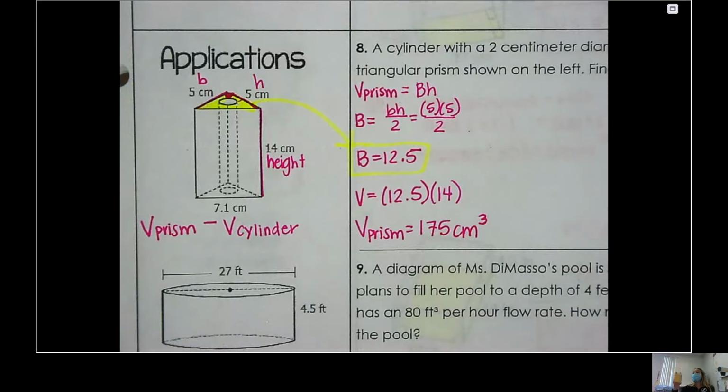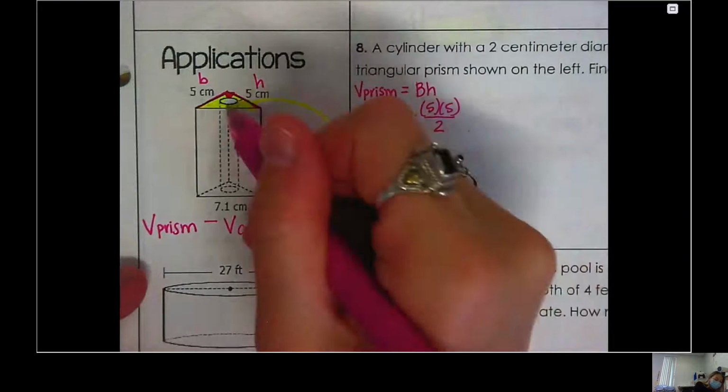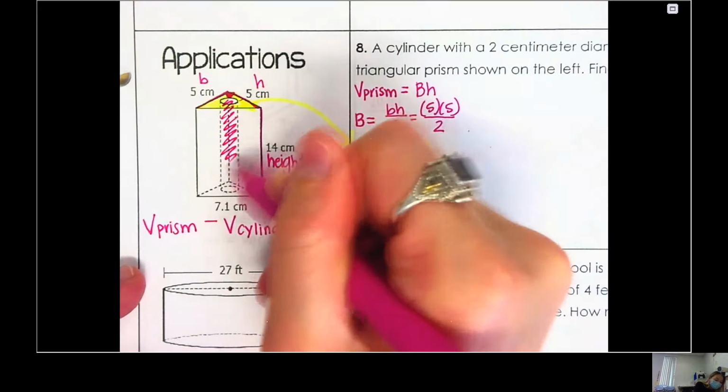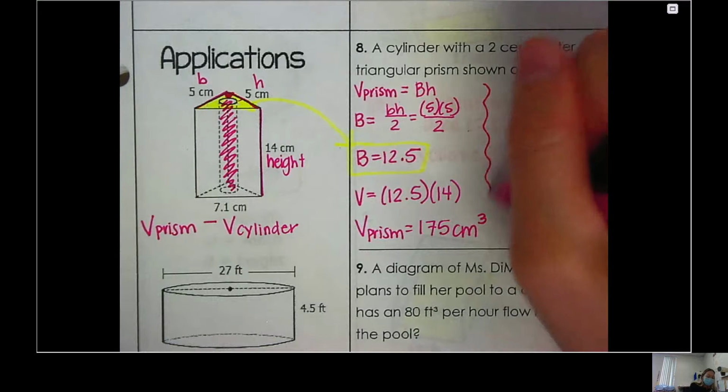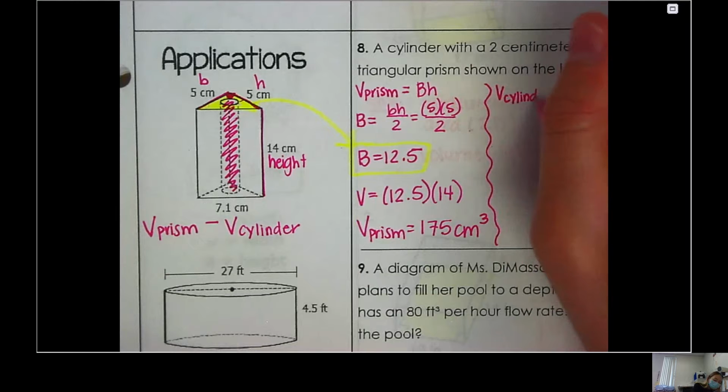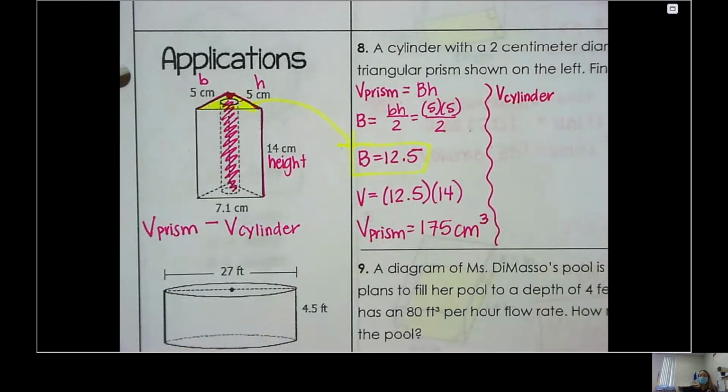Now I have to find the volume of the cylinder, the piece that I'm taking out from the inside. So you can kind of see this is the cylinder here on the inside, right? That's the empty space. I want to take that empty space away. So I'm going to figure out what that empty space is, and then I'm going to subtract it. Okay, so that's the first part. We did the volume of the prism. Now we're going to do the volume of the cylinder. Okay, how do I find the volume of a cylinder?